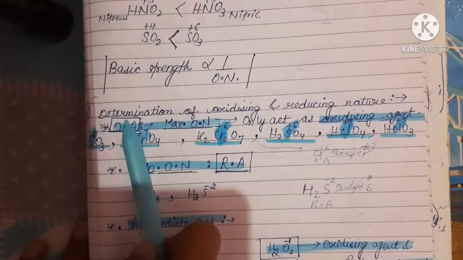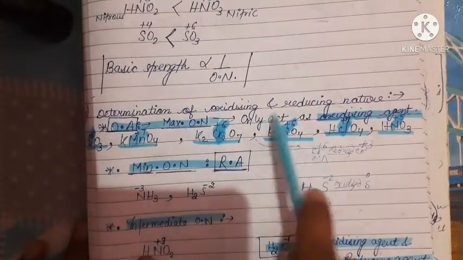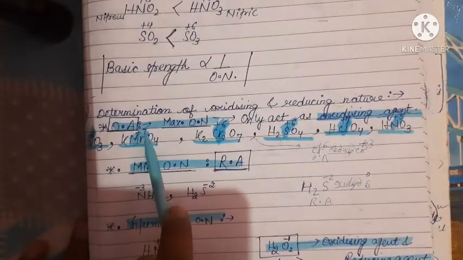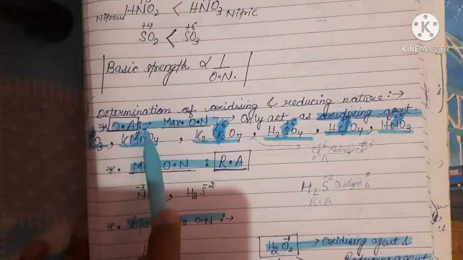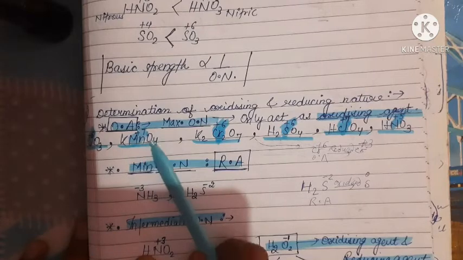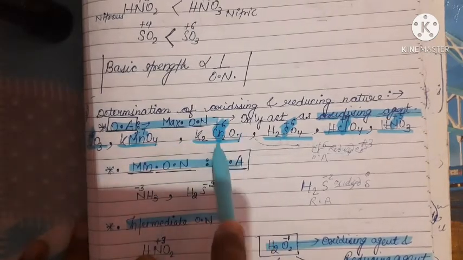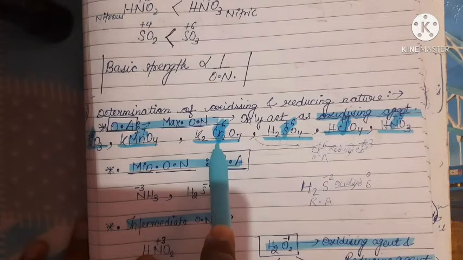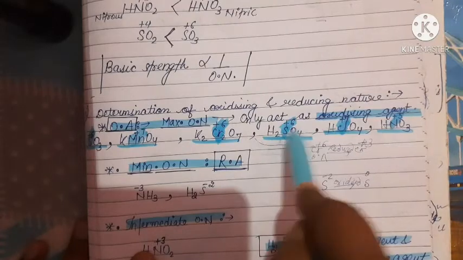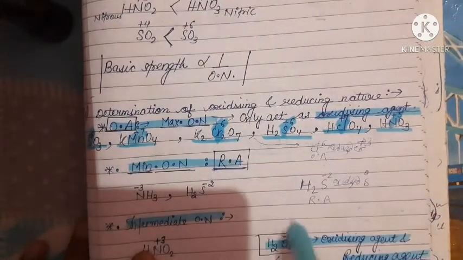The second application of oxidation number is determination of oxidizing and reducing nature. An element in its maximum oxidation number only acts as an oxidizing agent. In KMnO4, Mn is in its highest oxidation number of +7, so it can only act as an oxidizing agent. Oxidizing agents are reduced, so it will go into lower oxidation states. K2Cr2O7 has Cr in the +6 oxidation state, so it will go into lower oxidation states. In H2SO4, S is in the +6 oxidation state, so it will go into lower oxidation states. Oxidizing agents are reduced. You have to learn this sentence.